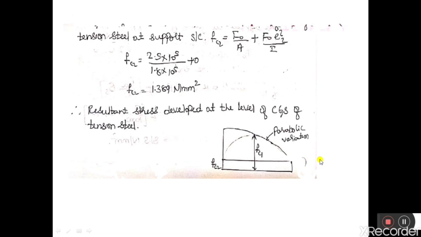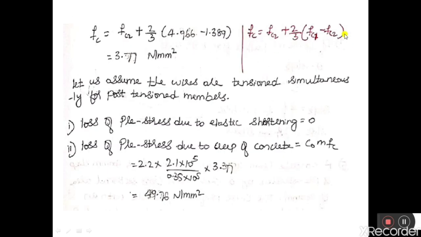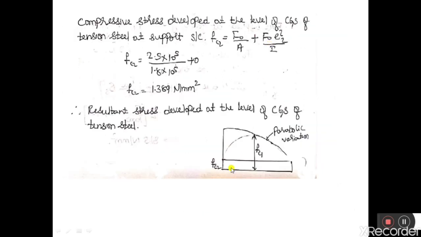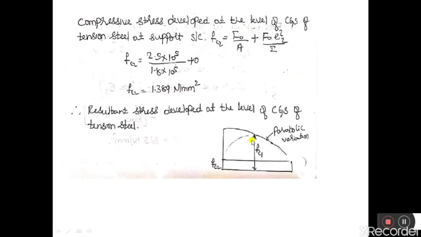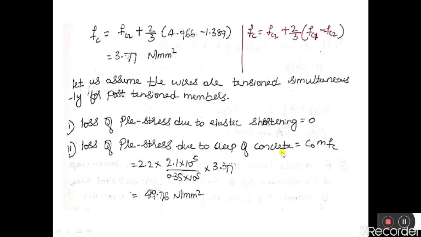Therefore, remember this equation, resultant Fc is equal to Fc2, which we know is 1.389, this rectangular portion, plus this parabolic portion. What is the remaining portion here? It is 2 by 3 because it is a parabolic portion. So 2 by 3 into Fc1 minus Fc2.